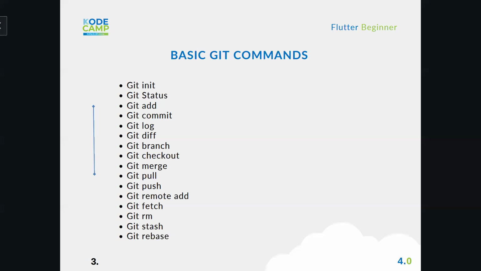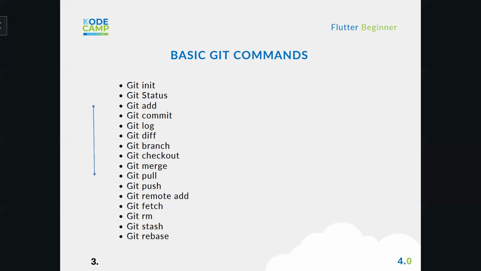Then we have git pull, right? What git pull does is that it fetches and merges changes from a remote repository to the current branch. So when we say remote repository, we're talking about the repository that is online, on GitHub. Okay, so that's a remote repository. When I say git pull, I want to get changes from the remote repository into the current branch that I am working on.